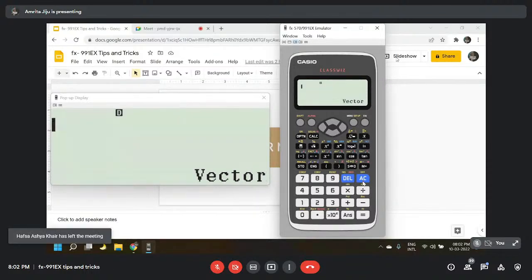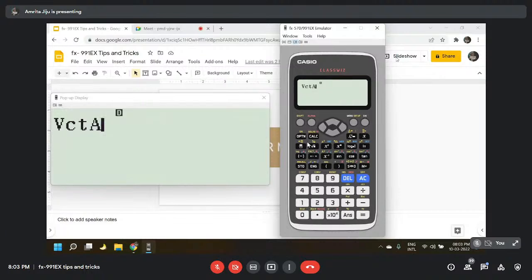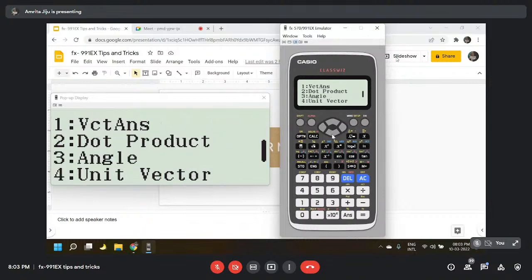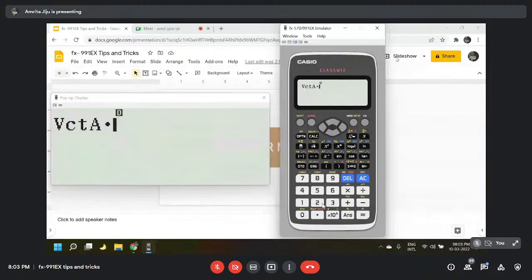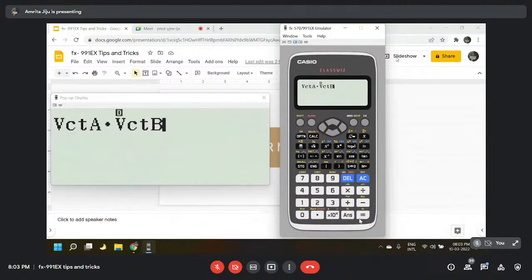Now, if you want to get the dot product, you have to go to the options, get 3, and scroll down to the next set of pages, and you can find the dot product here. So that's 2. Then say vector B. So that will give you the dot product of that particular vector. Okay.